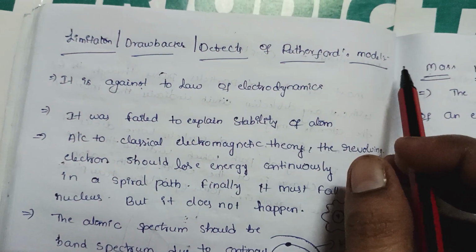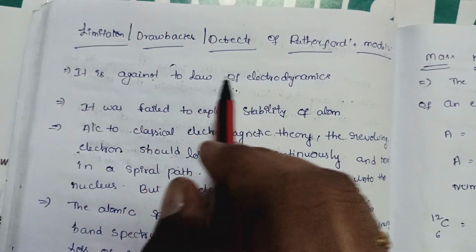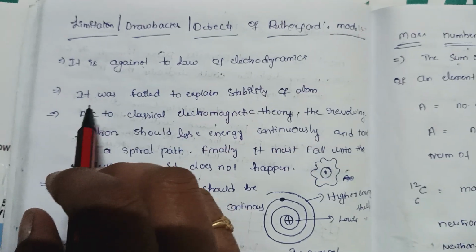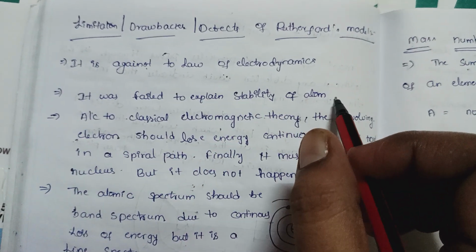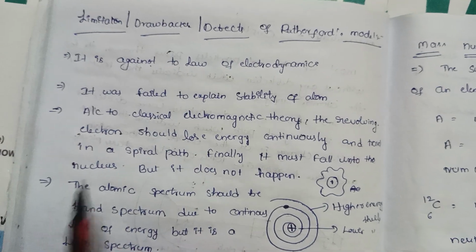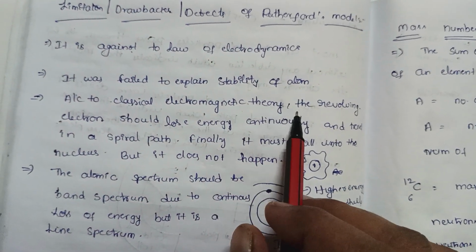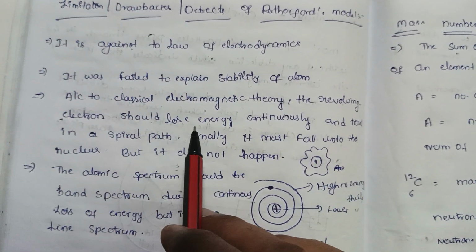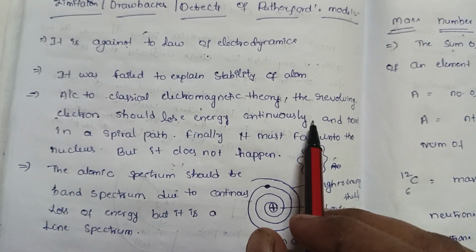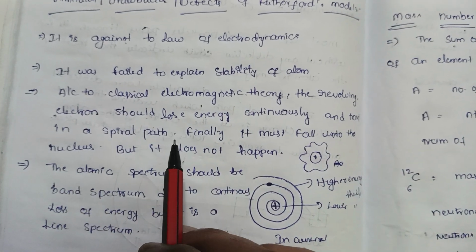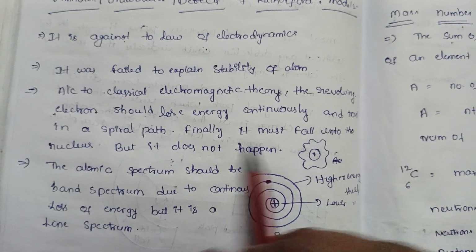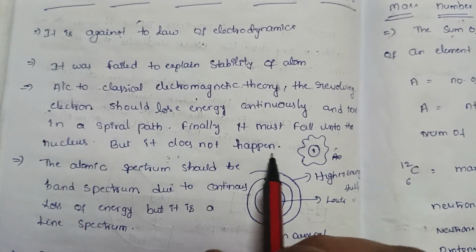Limitations of Rutherford's model. It is against the law of electrodynamics. It failed to explain the stability of the atom. According to classical electromagnetic theory, the revolving electron should lose energy continuously and travel in a spiral path. Finally, it must fall into the nucleus, but that doesn't happen.